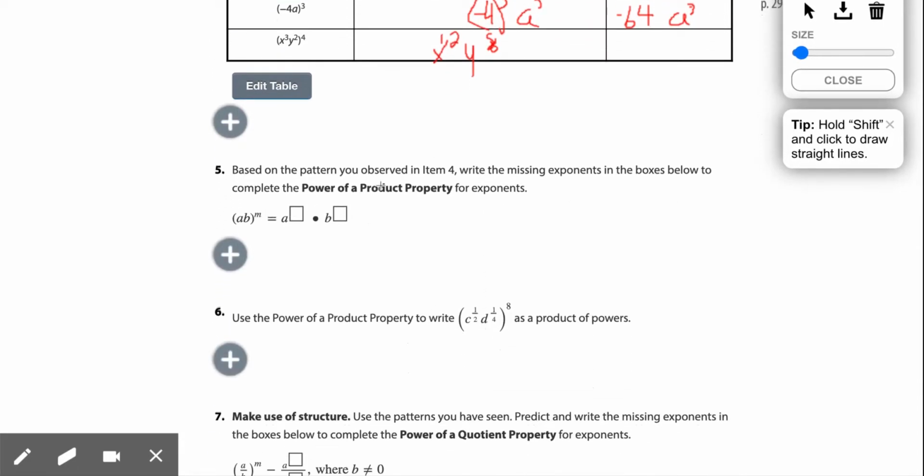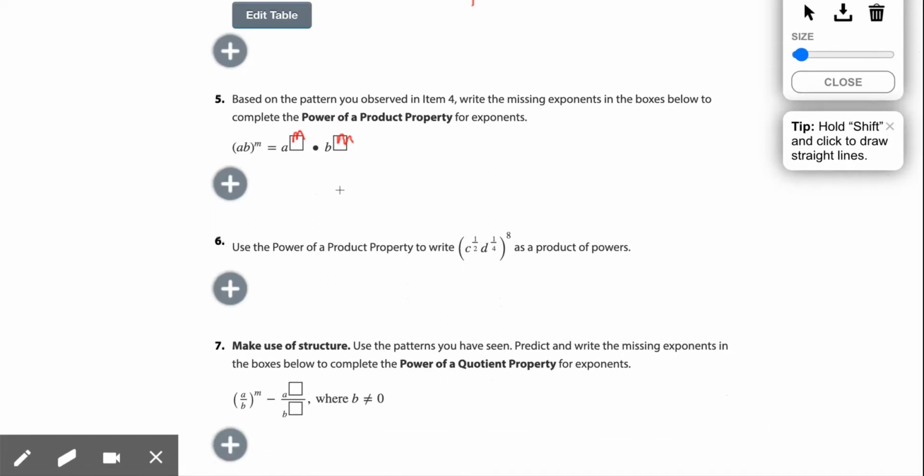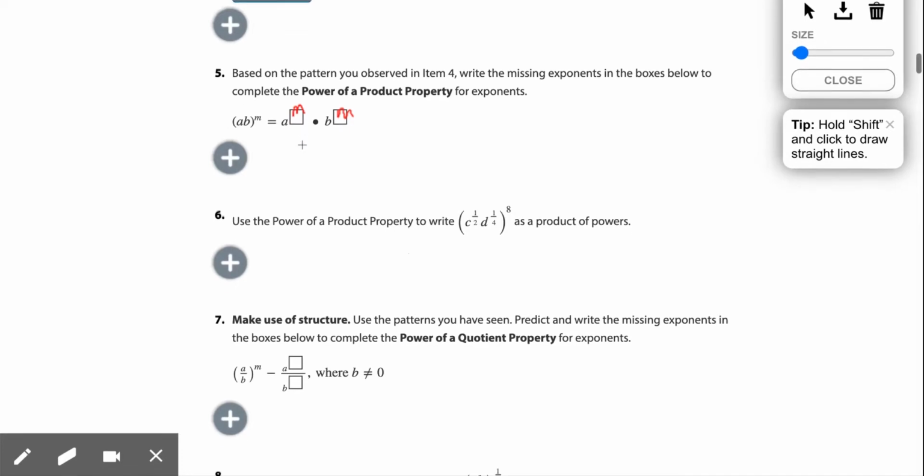And so when you have the power of a product property for exponents and you just want to write out the generic ones, you take that power and you put it on each one. It's sort of like the distributive property. I wish they had put different letters on here, because just writing m and m over this one, it doesn't take into account if there were exponents already on here. So not a good example in my thinking.